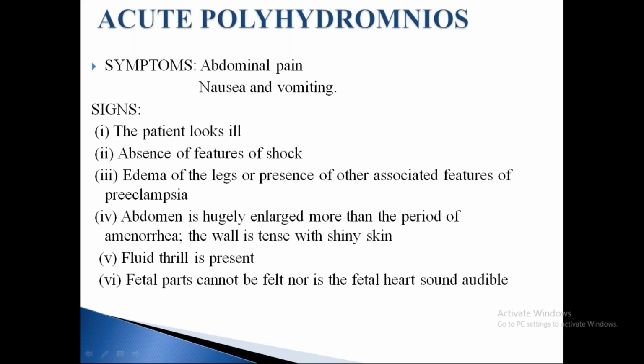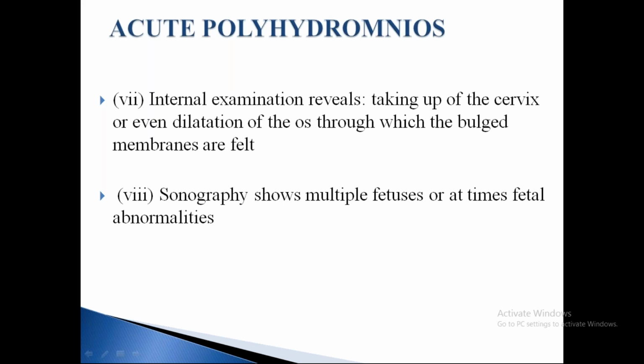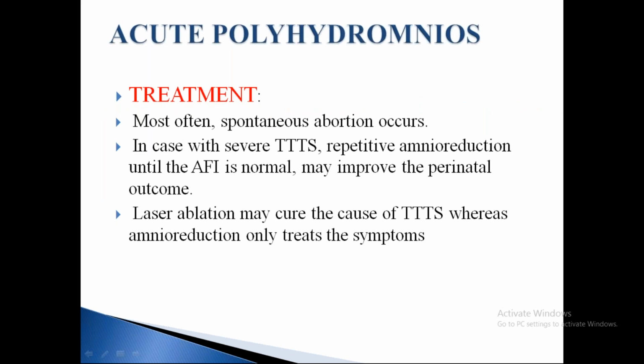At the 20th week, she may develop PAH. The abdomen is hugely enlarged, more than the period of amenorrhea. Fluid thrill is present, as in polyhydramnios. Fetal parts cannot be made out. Internal examination reveals taking up of the cervix, and even dilatation of the os and bulging of the membranes are found. Sonography can show multiple fetuses or sometimes fetal anomalies also.